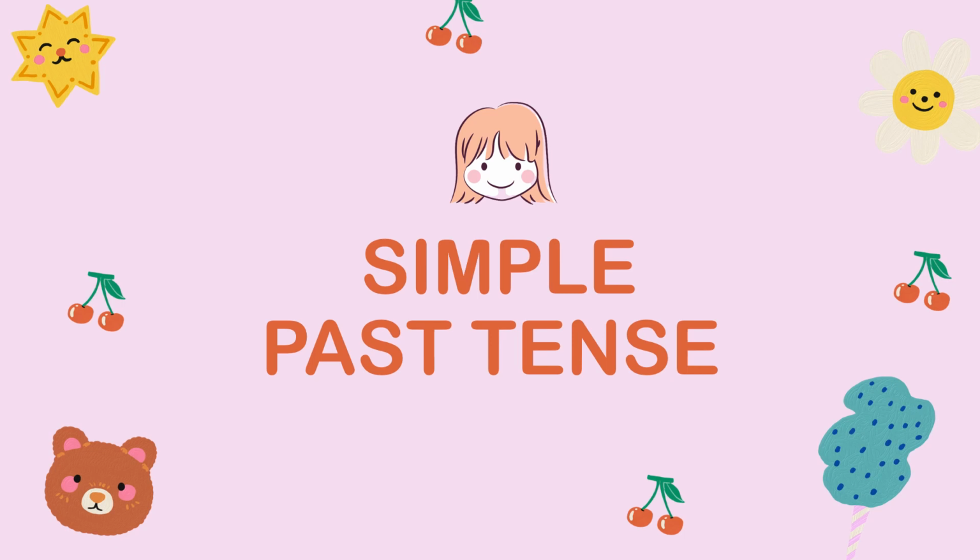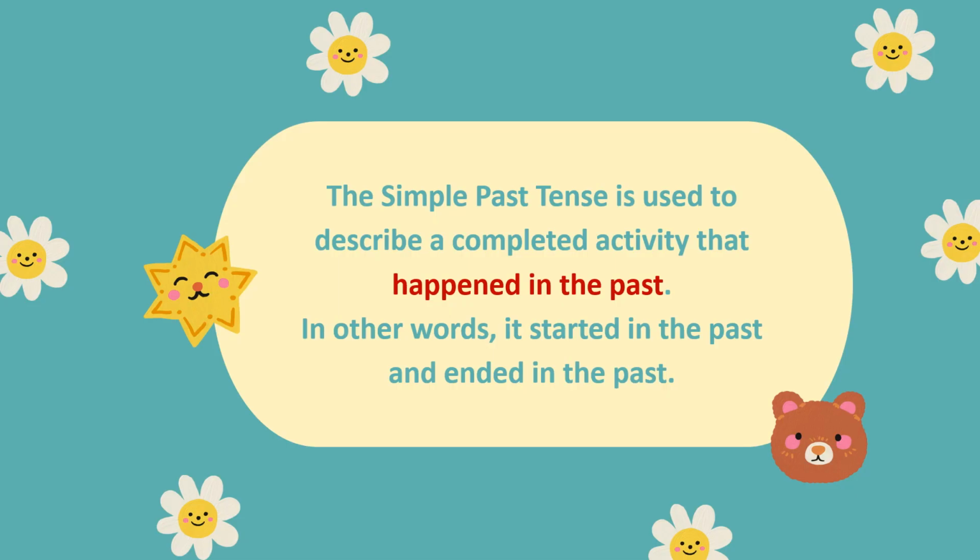Today we are going to learn about simple past tense. Let's take a look. What does simple past tense mean? Simple past tense is used to describe a completed activity that happened in the past. In other words, it started in the past and ended in the past.